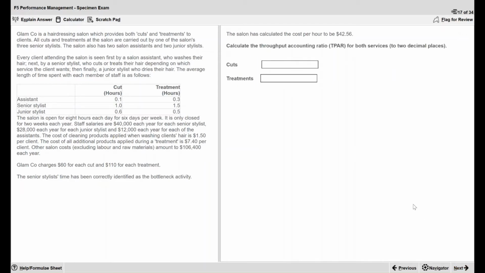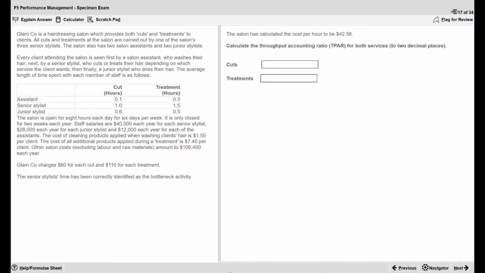The salon has calculated the cost per hour to be 42.56. Calculate throughput accounting ratio TPAR for both services to 2 decimal places. So remember, TPAR is throughput accounting ratio, which is throughput per limiting factor divided by fixed cost per limiting factor. Fixed cost per limiting factor or overheads per limiting factor is given. So we only have to find contribution.